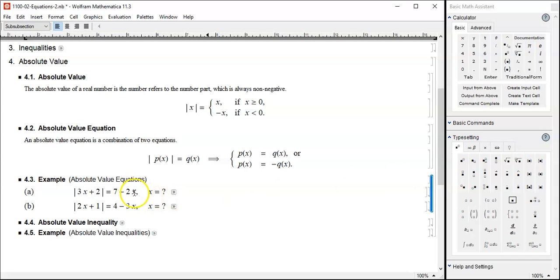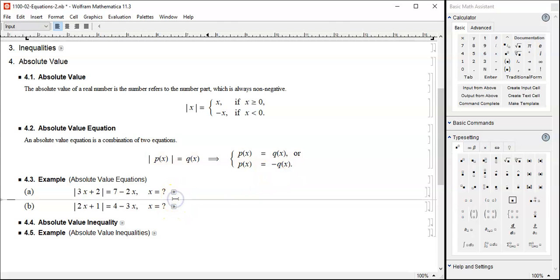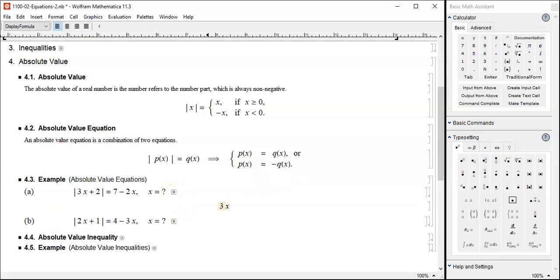Okay, here we go. First example: the absolute value of 3x plus 2 is equal to 7 minus 2x. How do you handle that? Let's see, plus or minus. So it's this: 3x plus 2 is equal to 7 minus 2x. That's 1, that's the top one, okay?